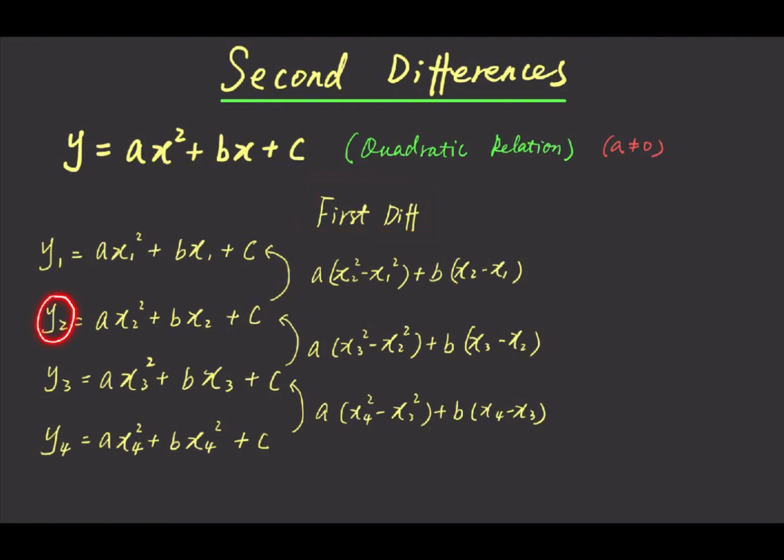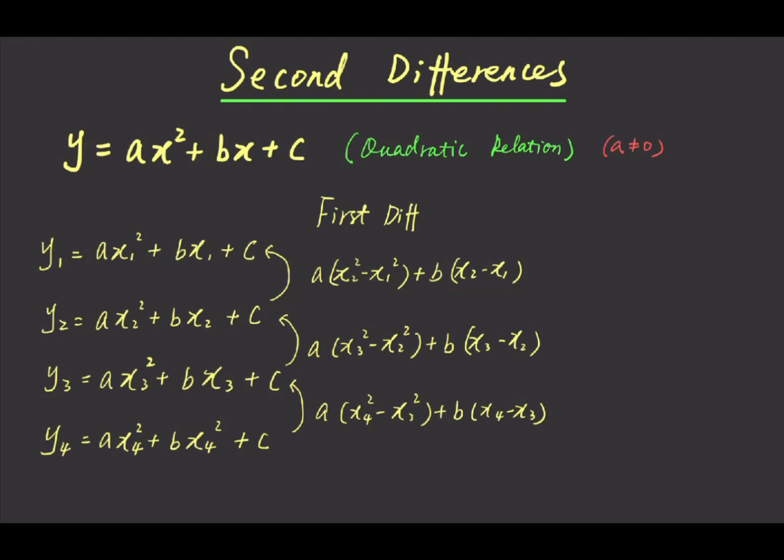We use y2 minus y1. That is to say, we use this expression minus this expression. This term cancels out, and just this expression is left. We isolate the common factor, so inside the brackets, we have this expression. For these two terms, we isolate the common factor. Inside the brackets, we have x2 minus x1.